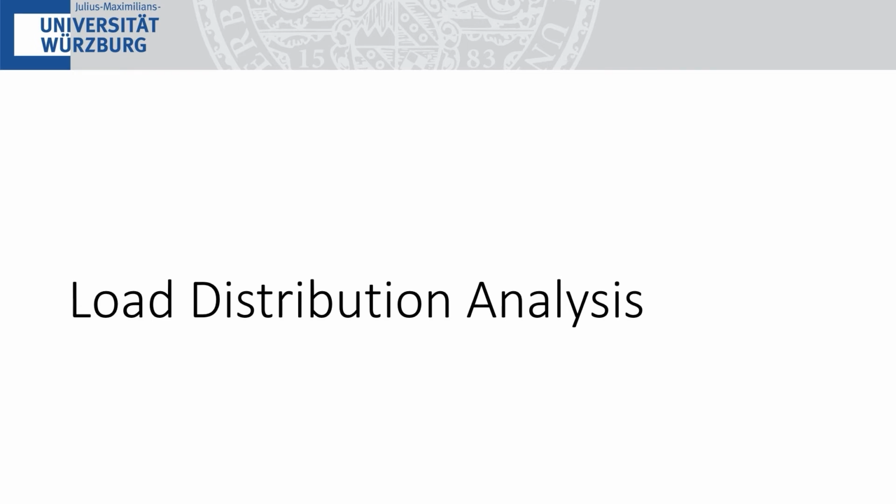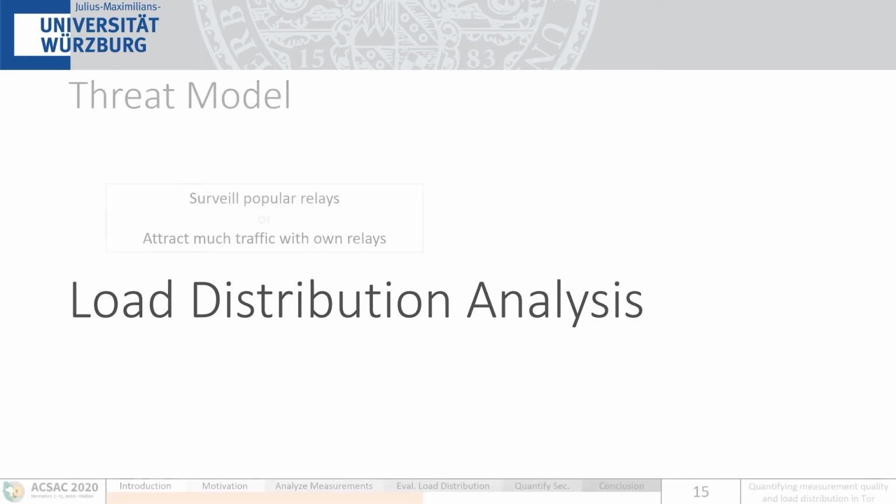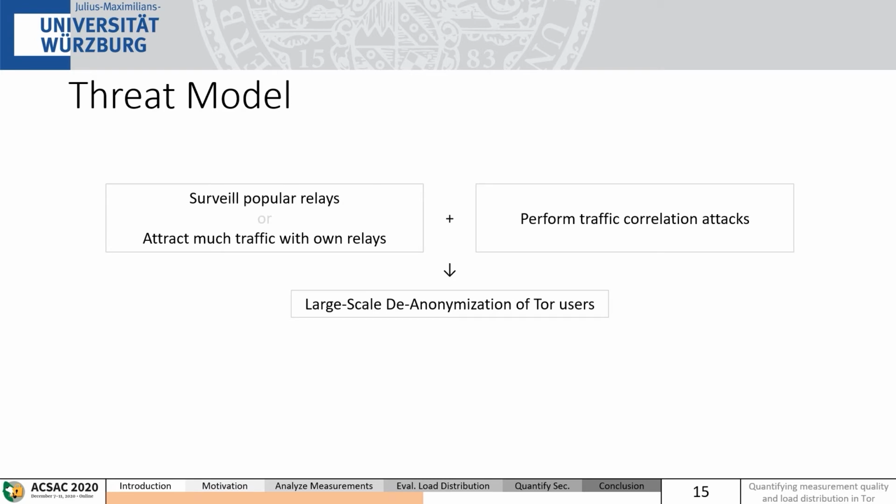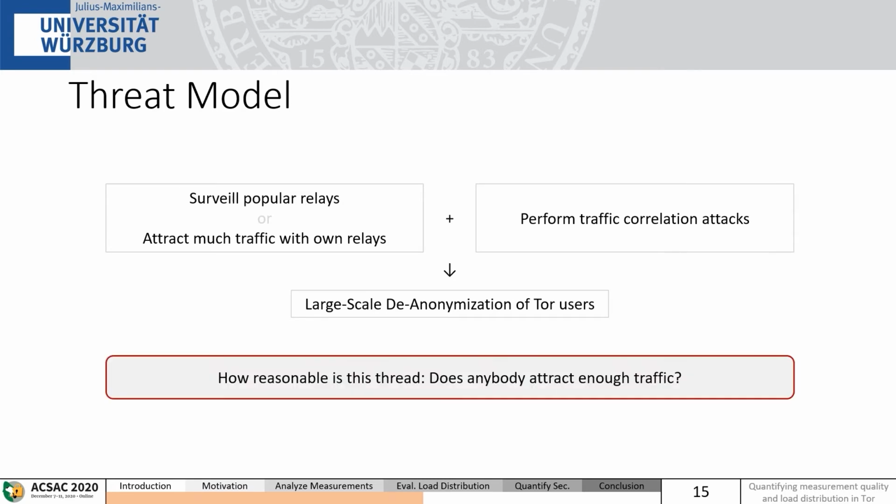In this next section, we want to analyze the distribution of traffic to different relays. More precisely, we want to evaluate how reasonably an attacker can surveil popular relays or attract traffic to his own relays to perform a large-scale de-anonymization of Tor users with the traffic correlation attacks introduced earlier.